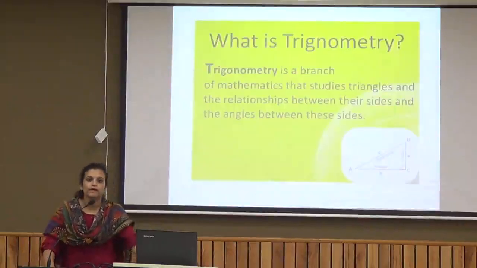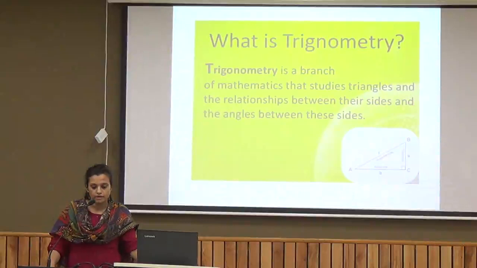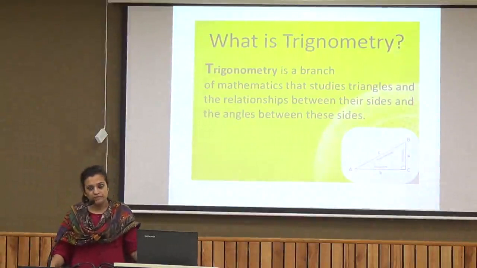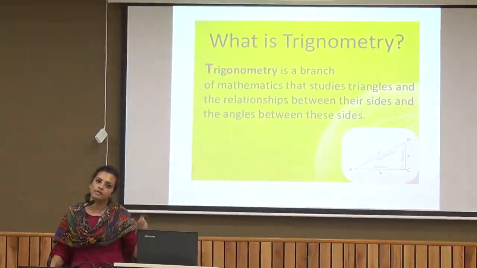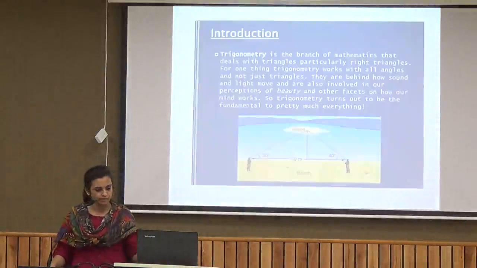Before that, let's quickly revise what trigonometry is. Trigonometry is a branch of mathematics that studies triangles and the relationships between their sides and the angles between these sides. What is the main word? The key term here is a right angle triangle and the angles associated with it, that is the two acute angles.